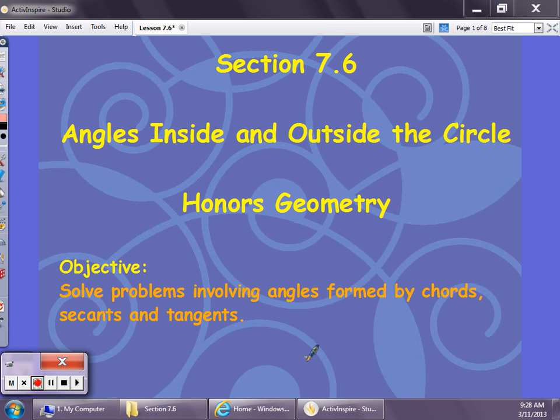Today's honors geometry lesson is on section 7.6, angles inside and outside the circle. The objective is to solve problems involving angles formed by chords, secants, and tangents.